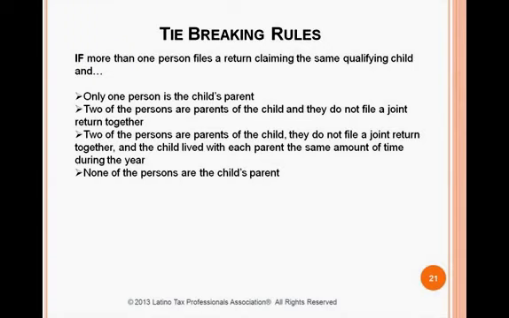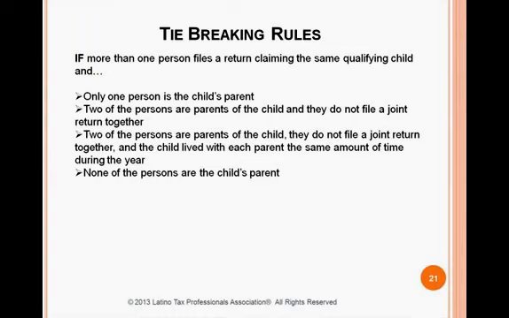So only one person, but if only one person is the child's parent, or if 2 of the persons are parents of the child and they do not file a joint return together, and the child lived with each parent the same amount of time. So you're going down the list of priorities of the 5 rules for claiming a child as a dependent, qualifying child. So as each one equals the same amount, and even with whoever they lived with the most doesn't count, then you have to go to tiebreaker rules.